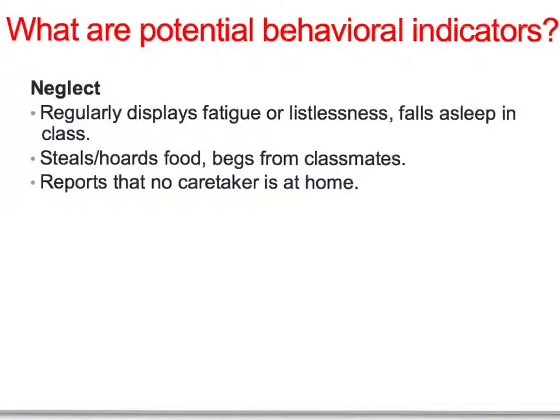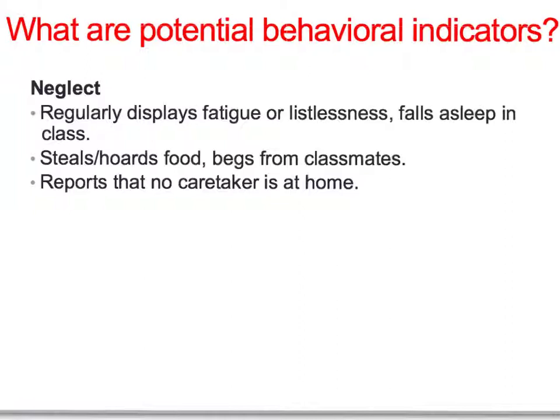Now, how is someone who is a potential victim of physical neglect going to behave? What kinds of behaviors should you be looking for? And there are 3 that stick out. Regularly displays fatigue or listlessness. So I know a lot of students show fatigue, but if it's at times different than other students or happens more often, they're falling asleep in class, that could be a sign of physical neglect.